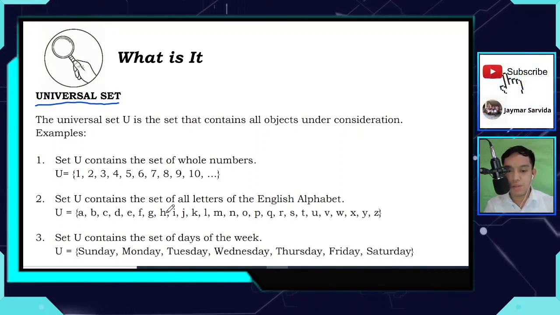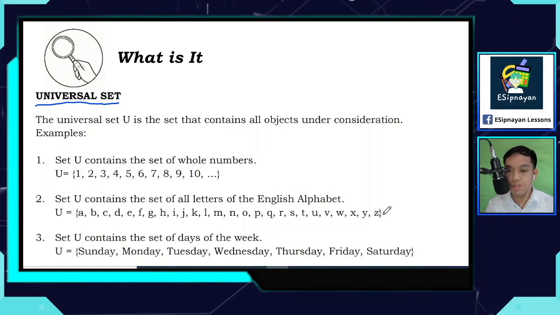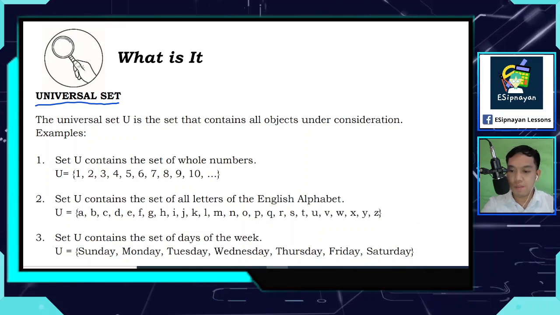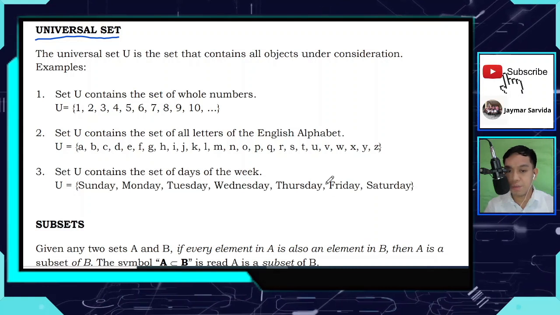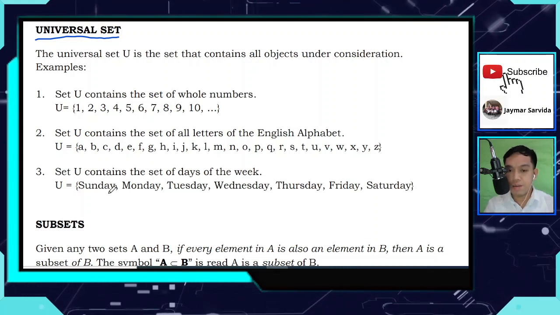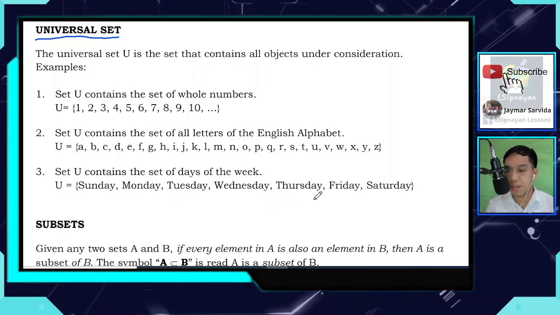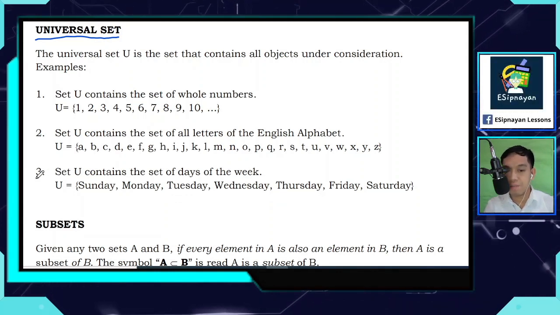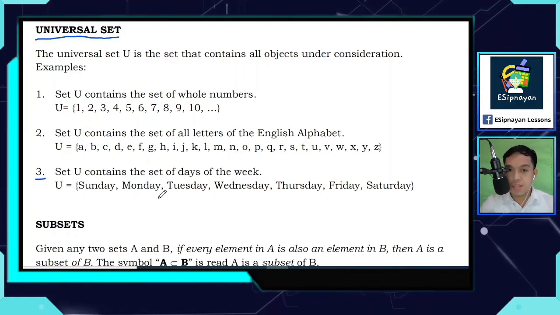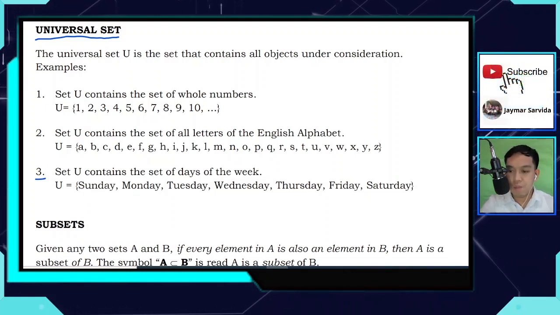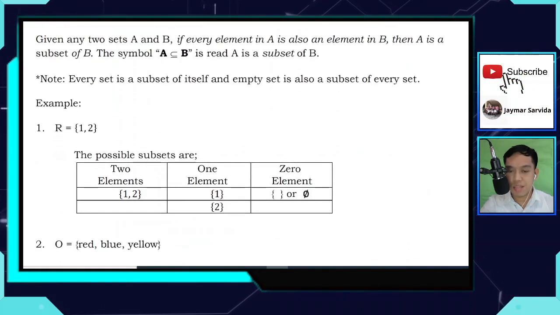Okay, so number 2. Set U contains the set of all letters of the English alphabet. So, from A to Z. So, yan yung ating number 2. Next, number 3. Set U contains the set of days of the week. So, Sunday, Monday, Tuesday, Wednesday, Thursday, Friday, and Saturday. So, yan yung ating number 3. Okay? So, yung universal set, ito yung kabuuhan. Next, subsets.